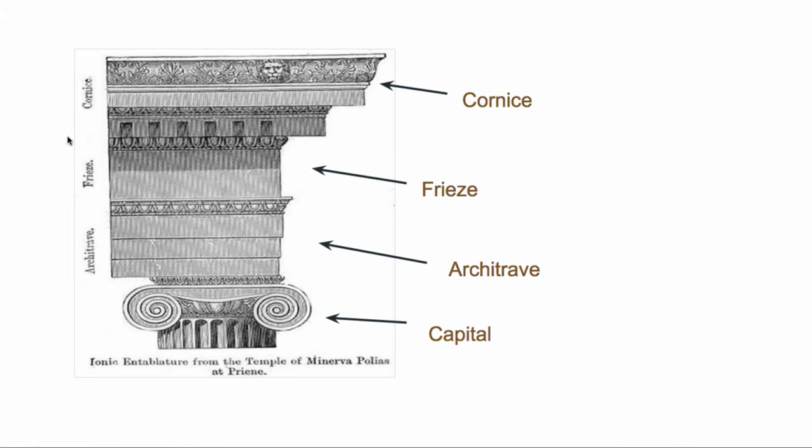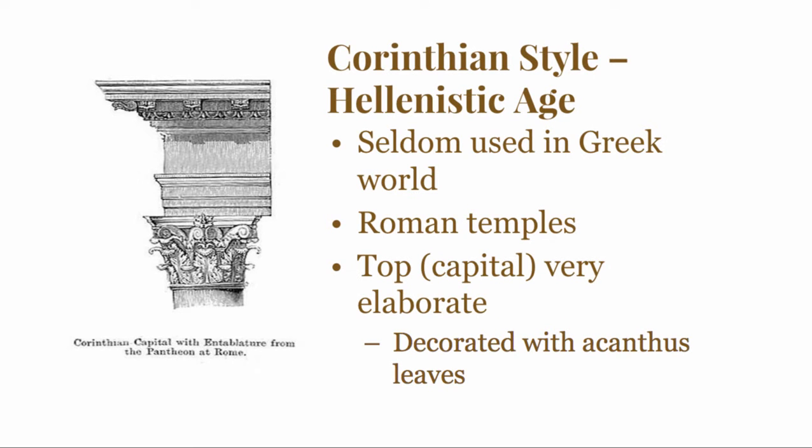Here is the entablature of an Ionic architecture, and here is the cornice, the top, the frieze right here, and the architrave and capital with those simple scrolls. The third style is the Corinthian style, present during the Hellenistic Age.